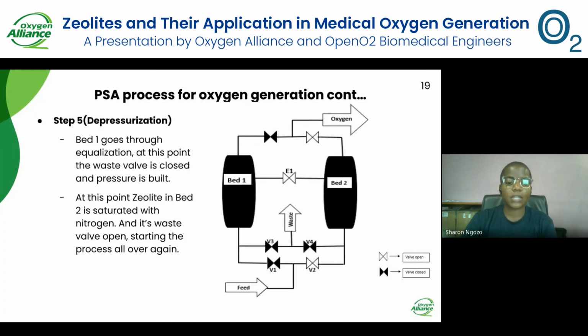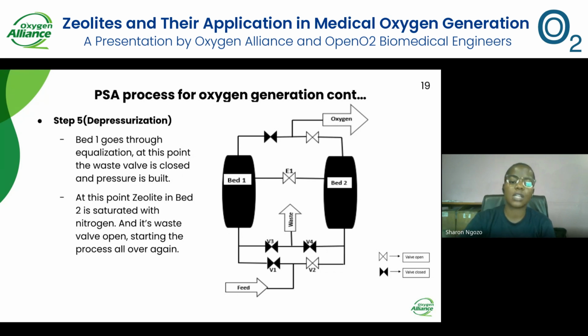So it means that we still have the equalization valve that's open. As the equalization valve is open and the waste valve for bed 1, which is V3, is closed, now oxygen will be building pressure in this bed. This helps that as the oxygen is building pressure in bed 1, in the next cycle, bed 1 will not start from 0 psi, meaning that it will just take a few seconds for it to start absorbing or to start producing oxygen again.